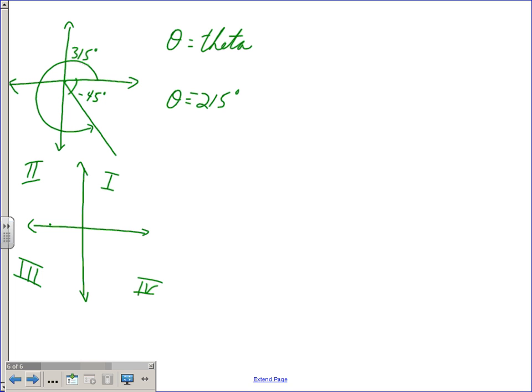All right. If I told you that theta, I'm just going to give you this, and I'm not going to tell you anything about it. Which quadrant is that in? The fourth quadrant. Okay, so theta is in the fourth quadrant. All right.